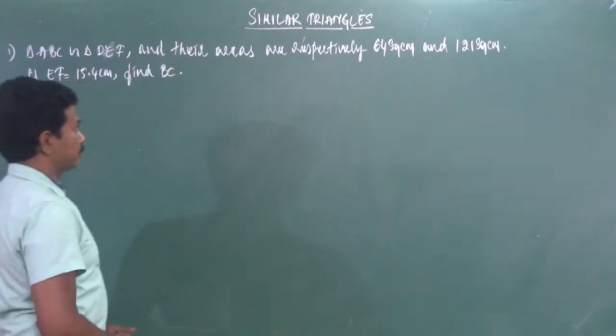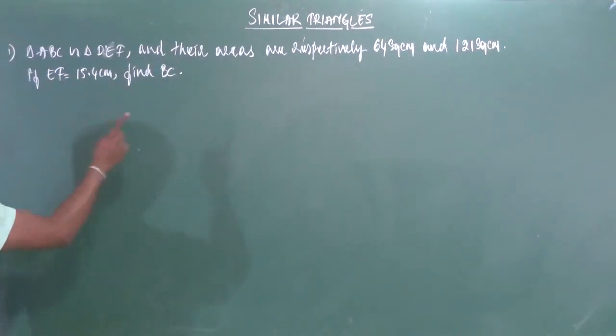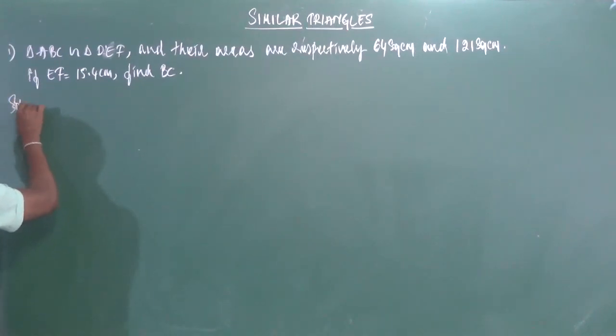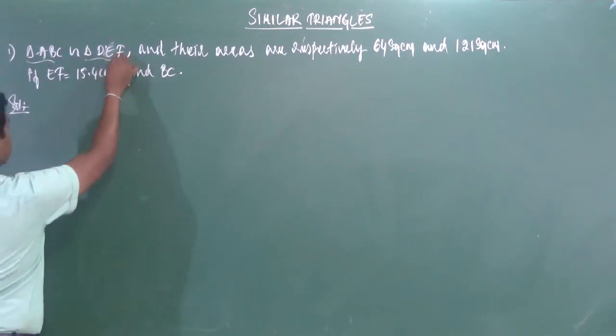Okay, we'll go with the first problem here. It will be for 2 marks. It's a numerical problem. A triangle ABC is similar to triangle DEF.